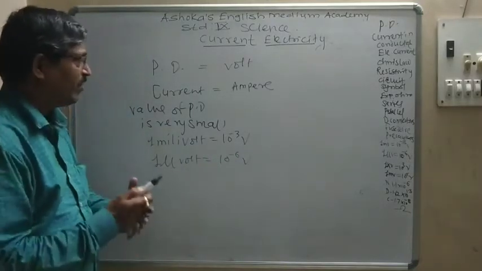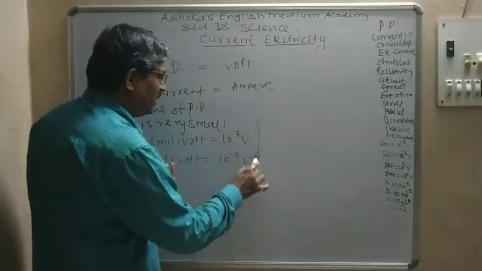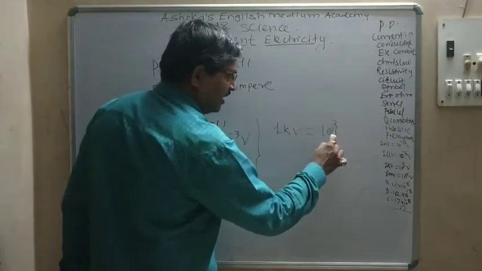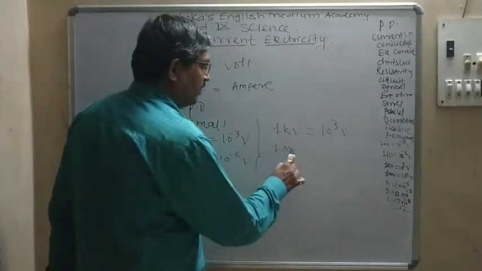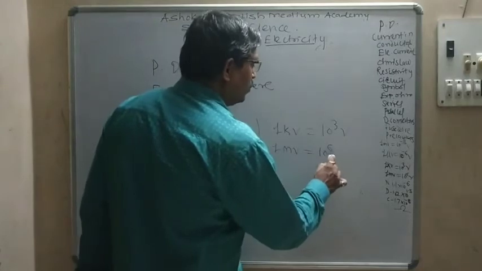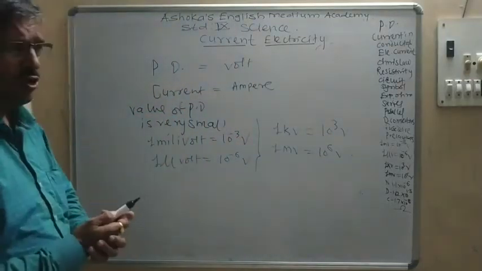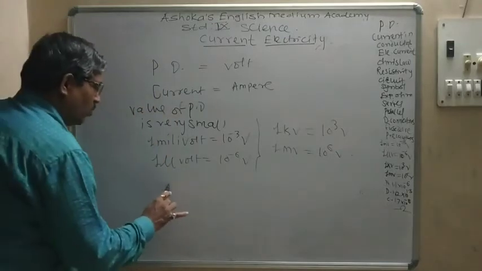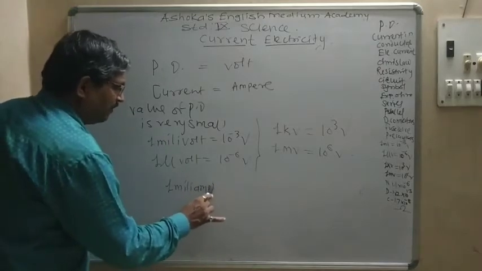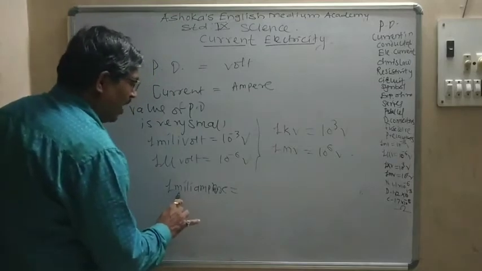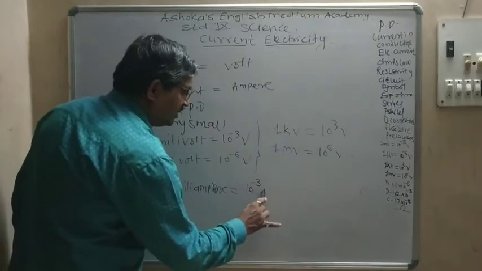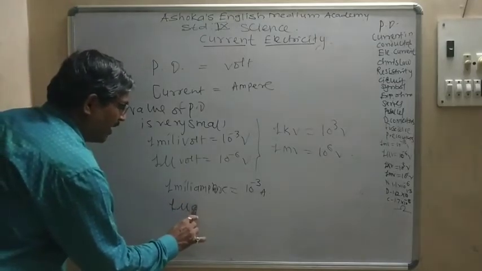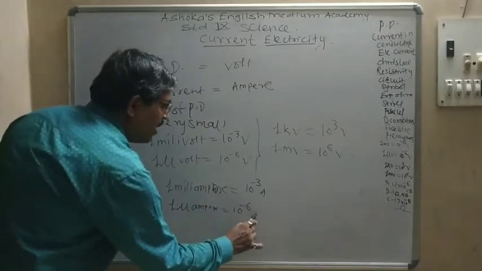And if the potential difference value is large, then instead of these small expressions, they are used as 1 kilovolt. 1 kilovolt means 10 raised to 3 volt, and 1 megavolt is equal to 10 raised to 6 volt. Similarly, in case of smaller values of electric current, 1 milliampere is used, and 1 milliampere is equal to 10 raised to minus 3 ampere. Similarly, for a very small value, 1 microampere is equal to 10 raised to minus 6 ampere.